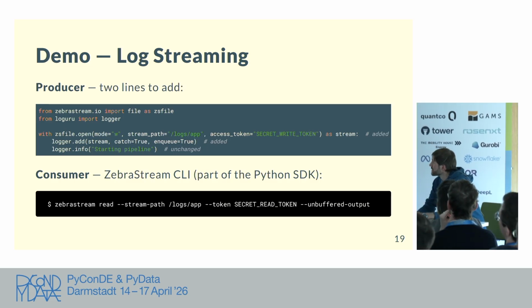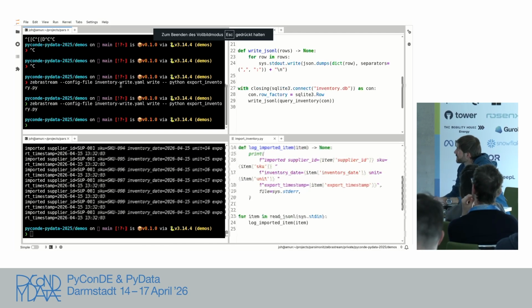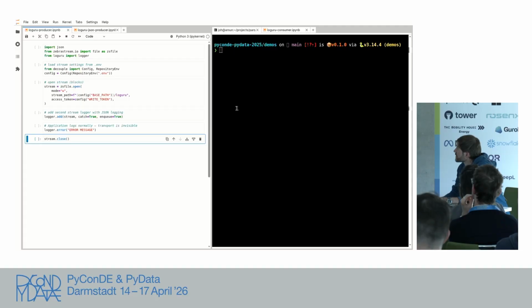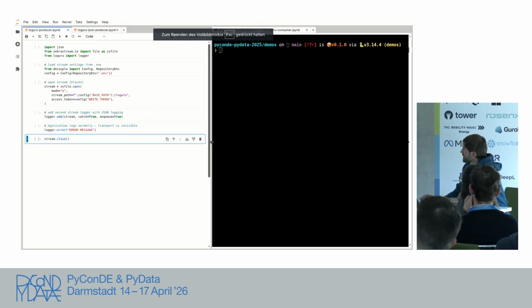I'm going to show you that in another Jupyter notebook. So this is our loguru producer. As you saw here, we just open this with a ZebraStream specific open method, which returns the file-like object, and we call it stream, and we just add it to the logger. That's basically it. So 2 lines of code that you need to make this work.